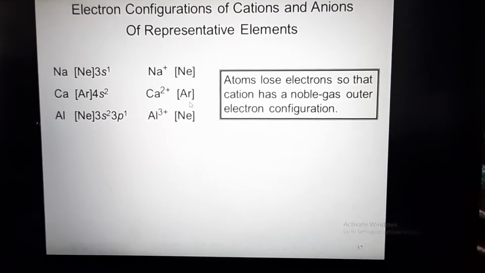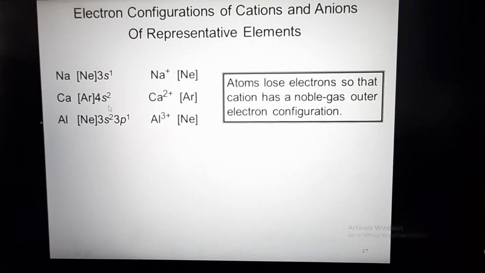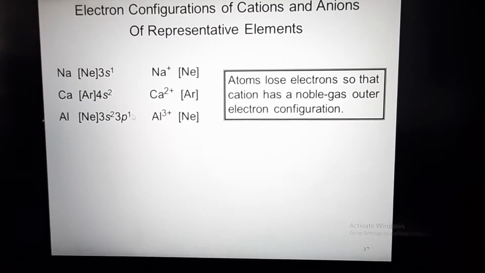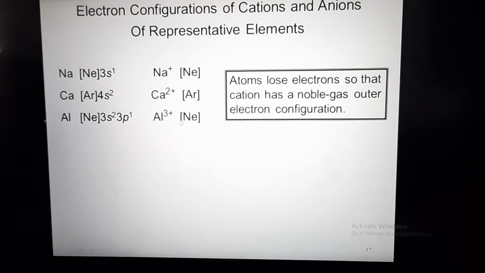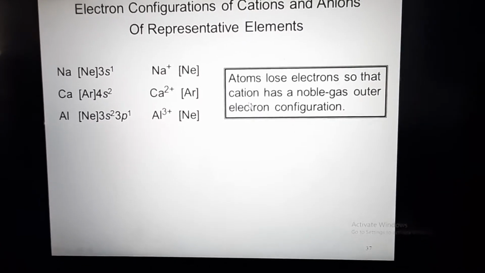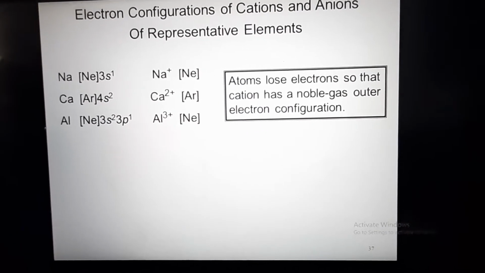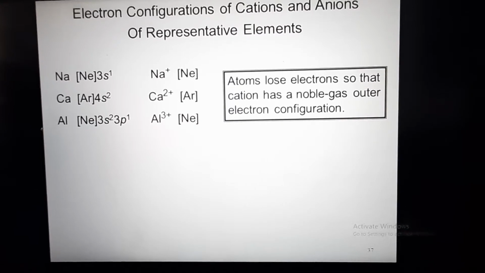And then aluminum would lose the 3 electrons that are the s2p1, taking a 3 positive charge, and it would look like neon. Remember, cations are positive. Metals form cations when they lose valence electrons.